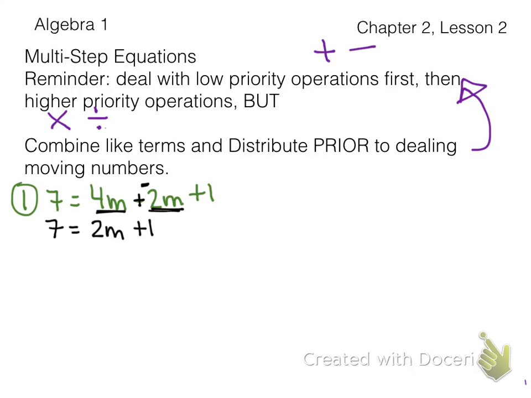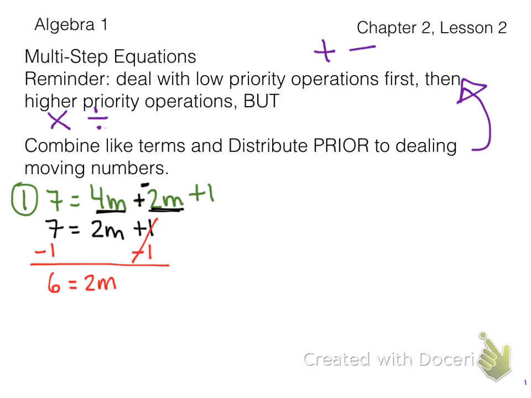Now that I've simplified as much as I can, I can deal with the lower and higher priority. Let's deal with the low priority stuff first, which means adding and subtracting. What is the opposite of add 1? That would be subtract 1. But what I do to one side, I have to do to the other. These are the properties of equality that we talked about in the last lesson. 1 minus 1 is 0, so that cancels out. 7 minus 1 is 6, equals 2m.